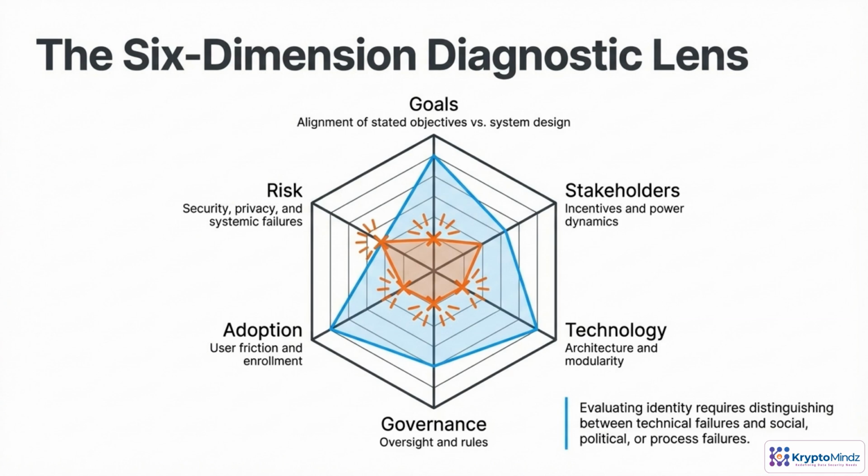To evaluate any digital identity system, don't start with the technology. Use this six-dimension lens instead. First, goals. Is the system actually built to deliver the outcomes it claims? Then stakeholders. Who benefits, who bears the risk, and who holds power? Risk spans security, privacy, and systemic failure. Adoption looks at friction, usability, and who gets left out. Technology covers architecture and how modular or locked in it is. Finally, governance is the rules, oversight, and accountability holding everything together.